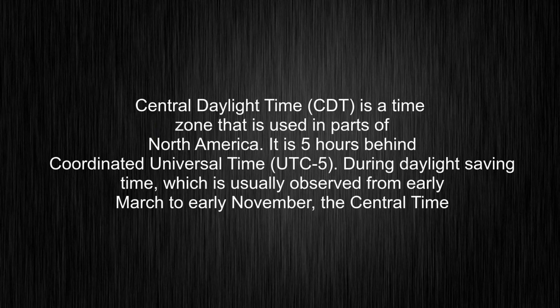Central Daylight Time, CDT, is a time zone that is used in parts of North America. It is 5 hours behind Coordinated Universal Time, UTC-5. During Daylight Saving Time, which is usually observed from early March to early November, the Central Time Zone is switched to Central Daylight Time, which is UTC-4.